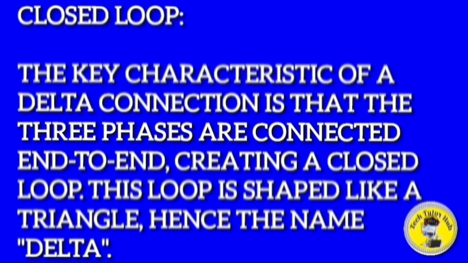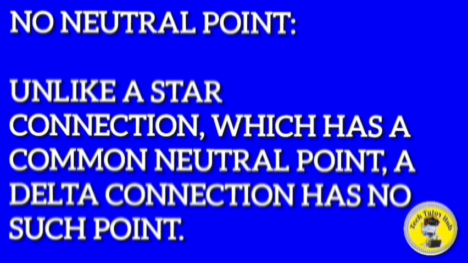Closed loop. The key characteristic of a delta connection is that the three phases are connected end to end, creating a closed loop. This loop is shaped like a triangle, hence the name delta. No neutral point. Unlike a star connection, which has a common neutral point, a delta connection has no such point.